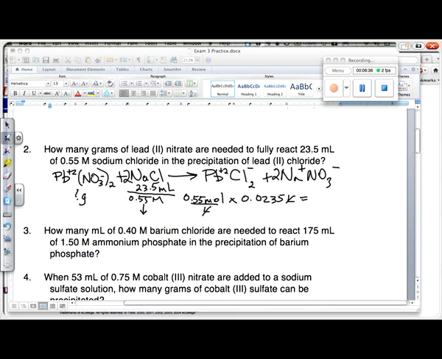So I get 1.29 times 10 to the minus 2 moles, and that goes right here. Then you're going to move: what is your mole ratio, what you're moving to over what you're coming from. And the number of moles of the lead nitrate that are needed is 6.46 times 10 to the minus 3.